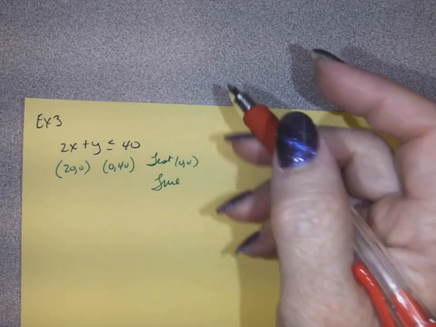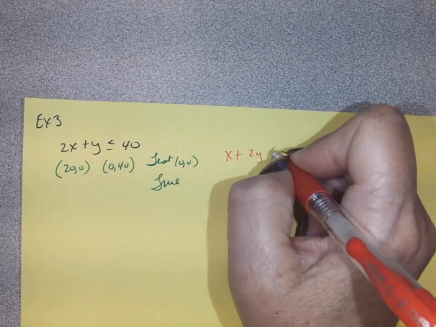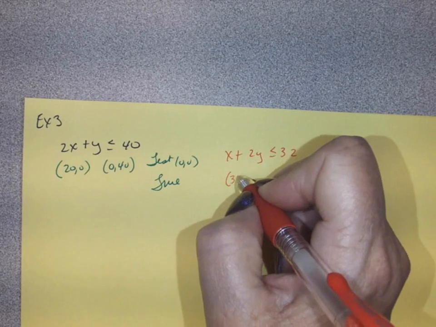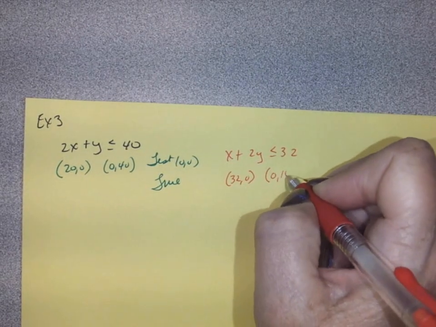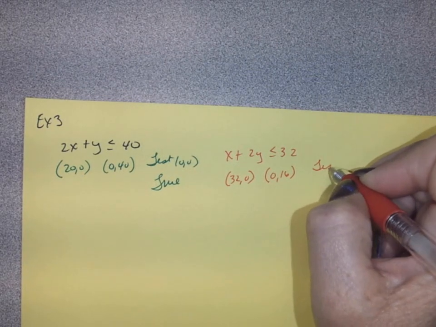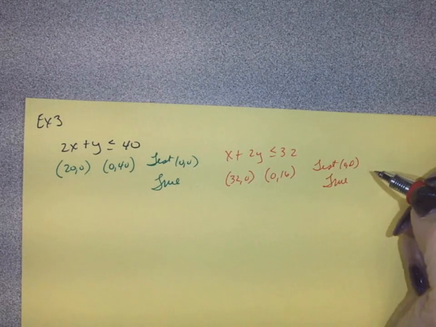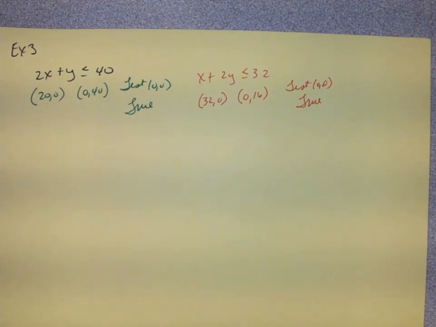For our second equation, which is x plus 2y less than or equal to 32, our x-intercept will be 32, 0. Our y-intercept would be 0, 16, and our test of 0, 0 again will be true. That way we don't have to just do that. You can pause and find them yourselves, but I just didn't want to repeat myself a lot doing this.